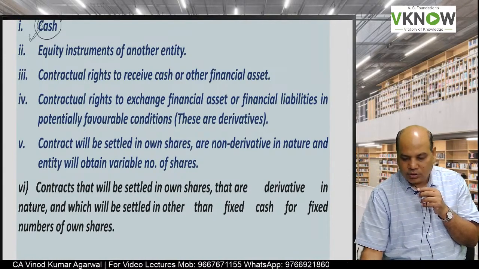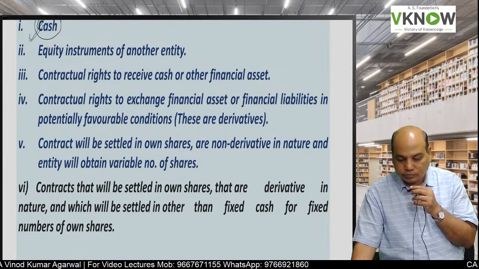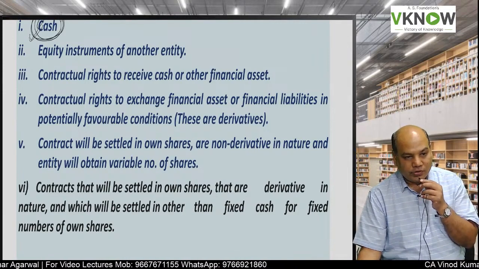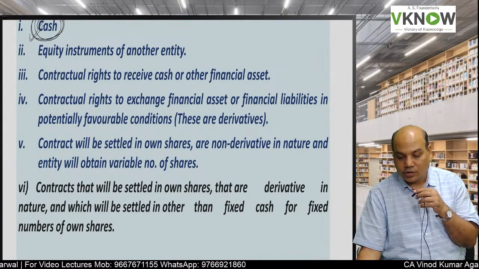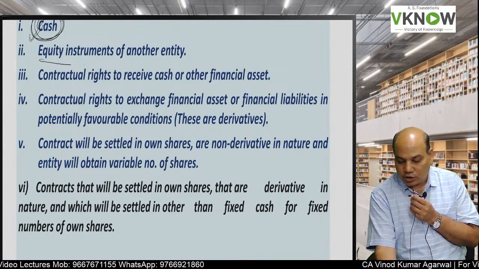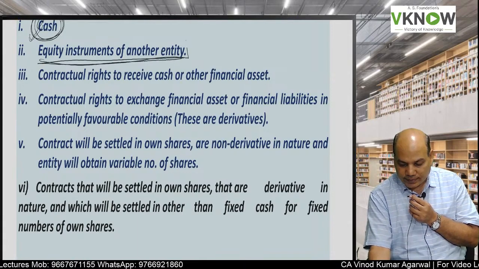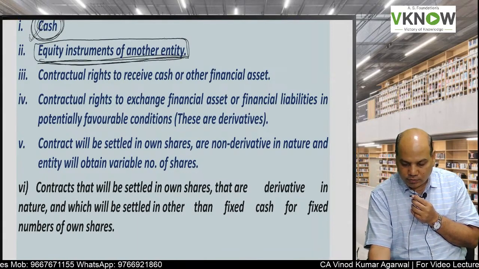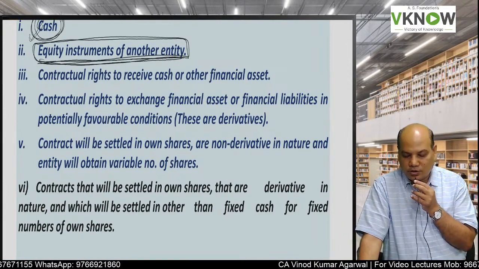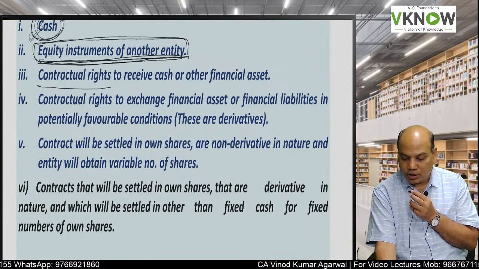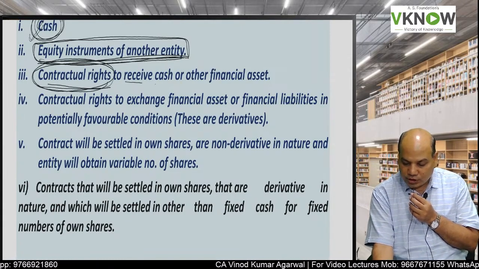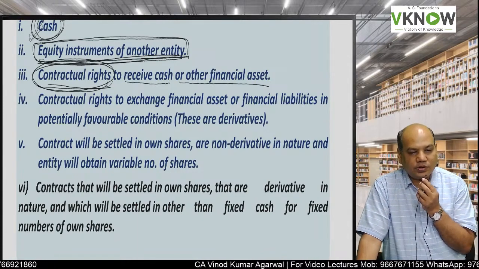Cash by definition is a financial asset, because RBI has issued the currency note. So it is a financial asset for you and a liability of the RBI. Then equity instrument of another entity. If you are holding an equity instrument, an equity share, for you it is a financial asset, for the other party it is equity. Then contractual right, it should be a contractual right to receive cash or other financial asset.